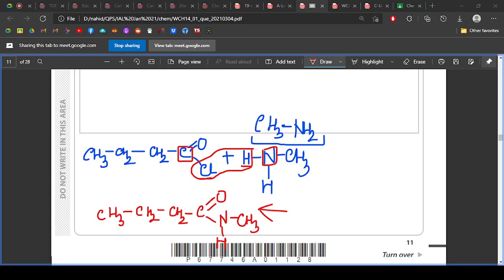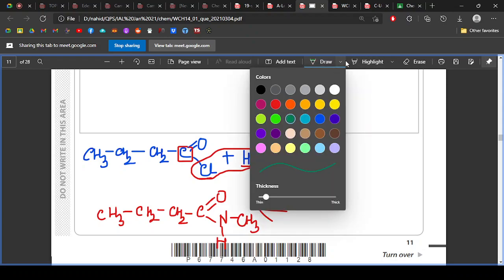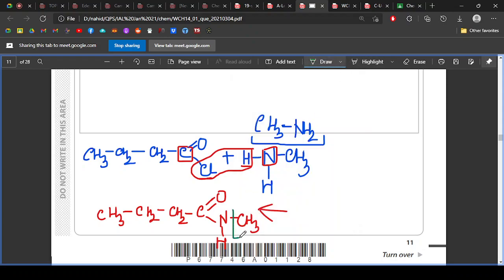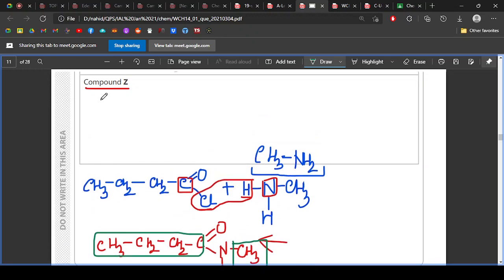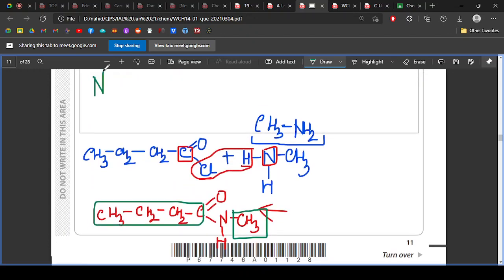how do you show this? So to name this compound, it's an amide. On the right side, there is a CH3 group only, right? There's one carbon, and on the left side, there's a total of how many carbons? Four. So you're going to name it like this: N-methyl. Methyl because there's only one carbon on the right side.